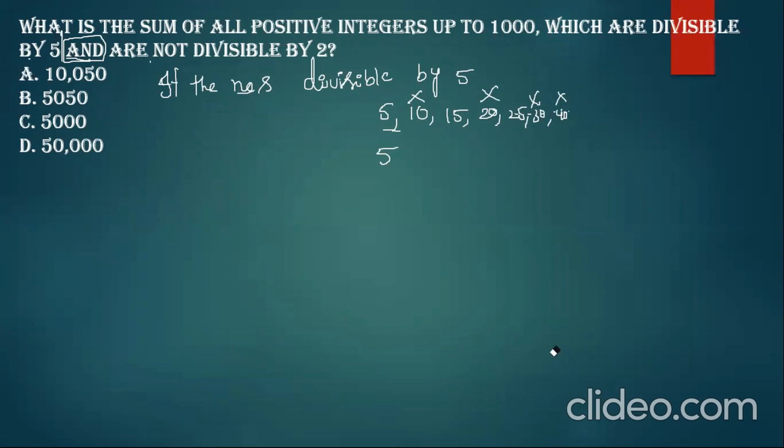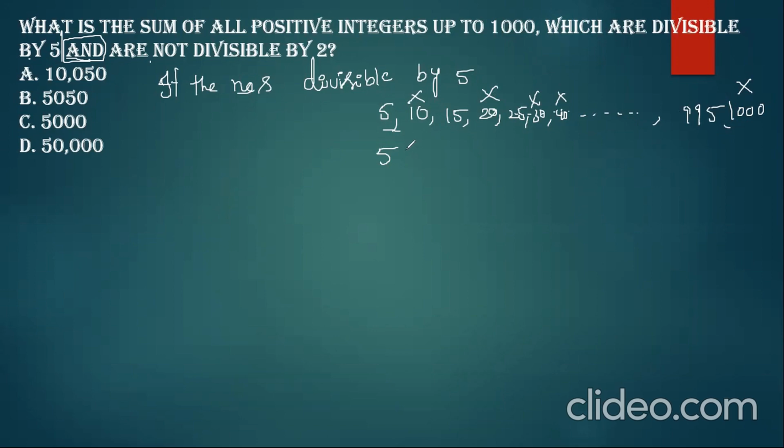If you observe the last term, 1000 is our last term when you take the first part. But when you go for the second part, which are not divisible by 2, this also does not come in our series. So what will be the number before it? It should be 995. Yes. So now we got the other sequence or progression.